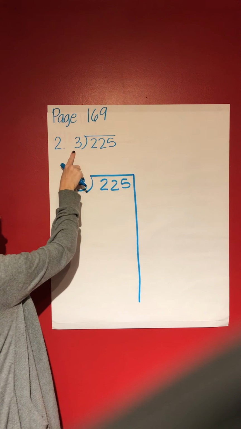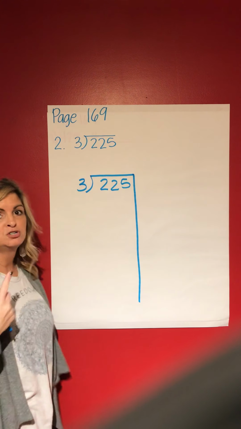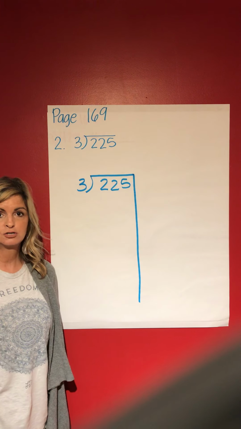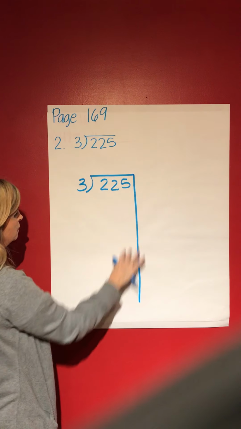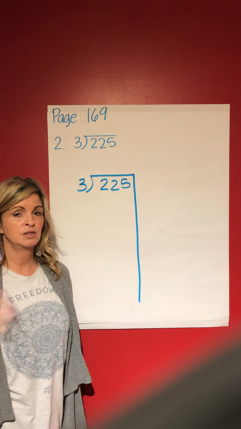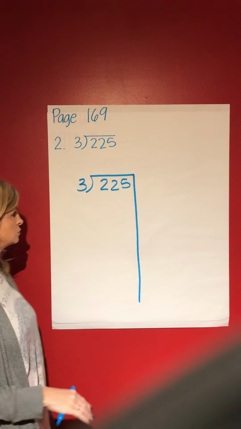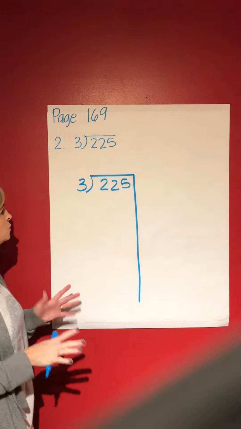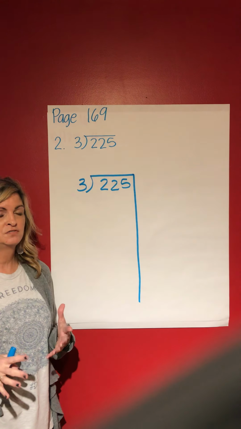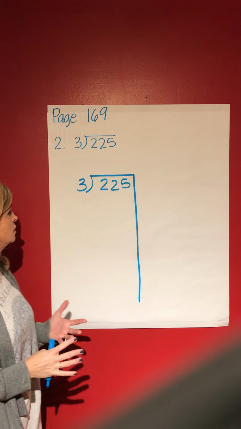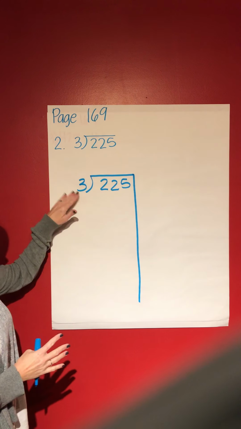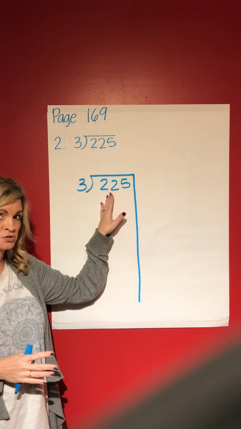225 divided by 3. And so if I'm using this partial quotient strategy, this is how I'm going to rewrite my problem so that I can see what I'm doing when I'm working it out as I go through step by step. The first thing that we want to do is try to look for familiar factors of 3 that would get us close to 225.